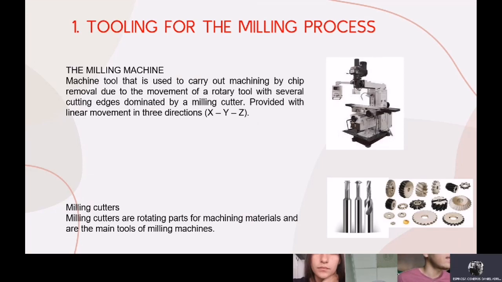Tooling for the milling process. The milling machine tool is used to carry out machining by chip removal due to the movement of the rotary tool, which has several cutting edges, called a milling cutter, provided with linear movement in the three directions X, Y, Z. Milling cutters are rotating parts for machining materials and are the main tools for milling machines.